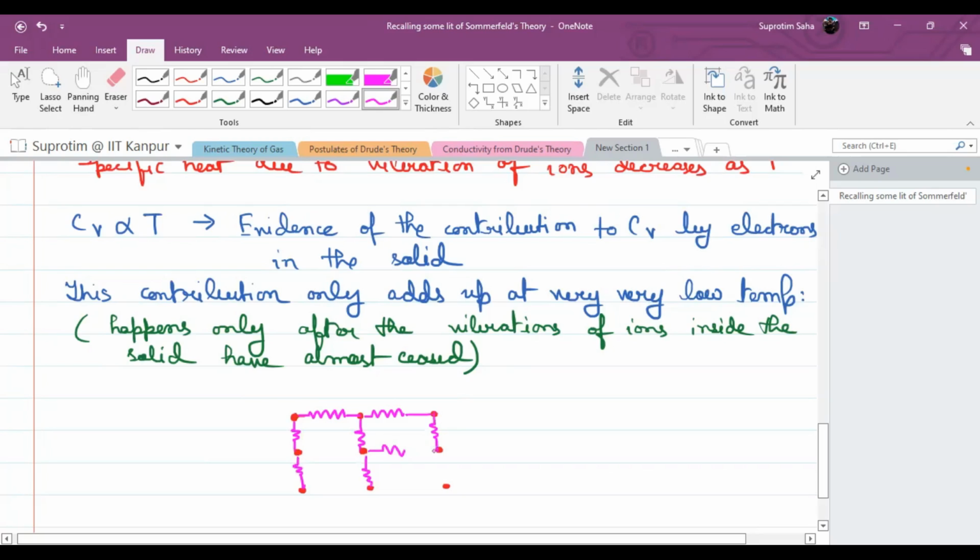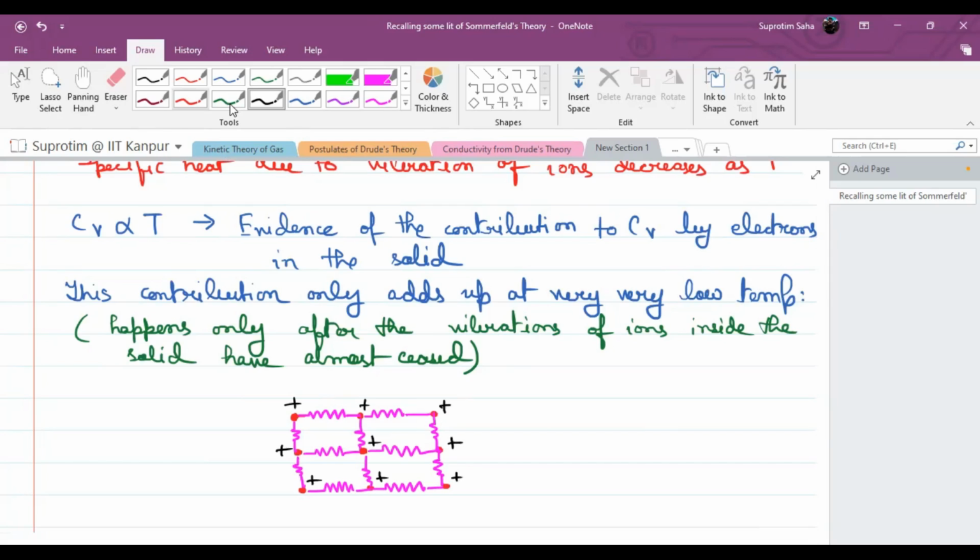This is like this. This is a spring-like structure that bonds them together. The salt. These are the heavy ion cores. So let me write this as positive, positive, positive, positive. Now the electrons are also inside it. So electrons are inside them too. This is electrons in them.